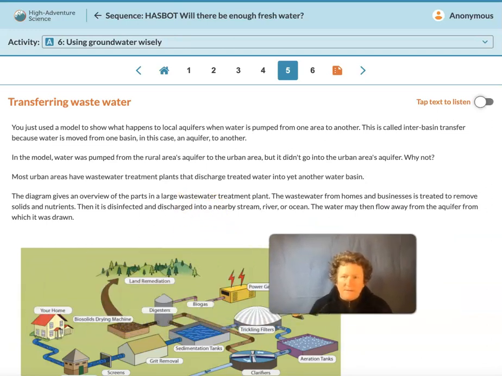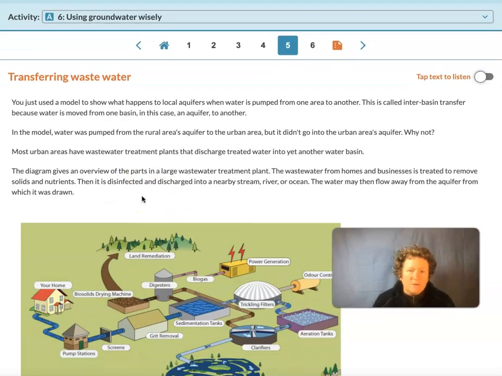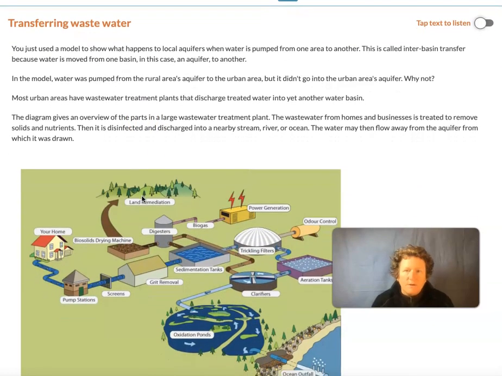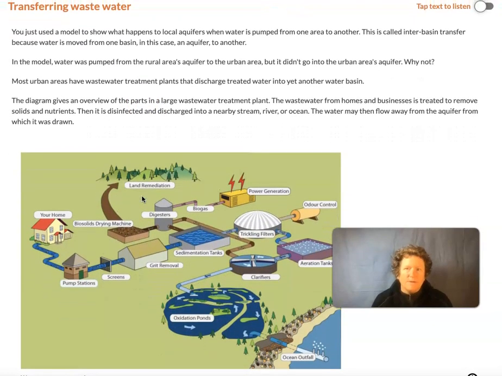Transferring water waste. You just used a model to show what happens to local aquifers when water is pumped from one area to another. This is called interbasin transfer because water is moved from one aquifer to another. In the model, water was pumped from the rural area's aquifer to the urban area, but it didn't go into the urban area's aquifer. Why not? Most urban areas have wastewater treatment plants that discharge treated water into yet another water basin.